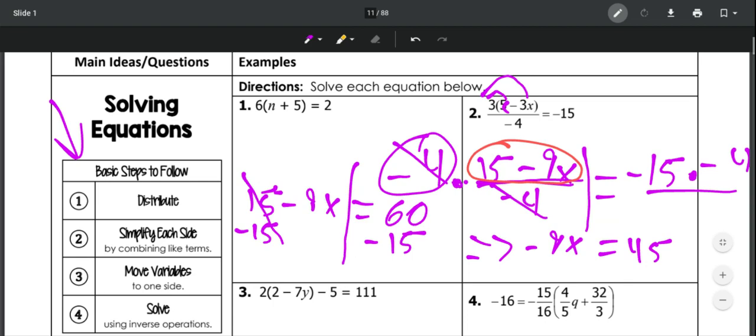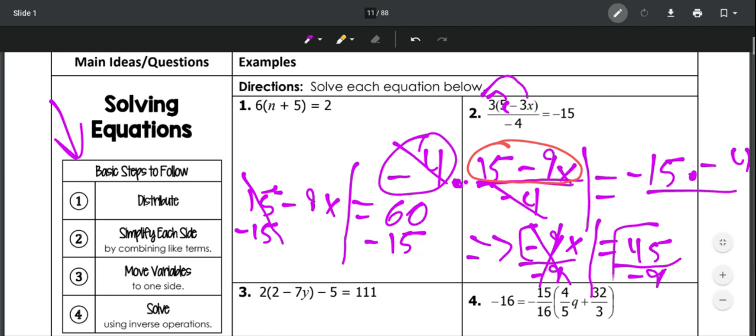Now, the last part of this is going to be like before. We draw our line. We have a negative 9 with our x, with our variable. We have to get rid of that negative 9. It's multiplied by that x. So now we have to do the opposite of that, and that's dividing by a negative 9. That's how we get rid of it. What we do to one side, we do to the other side, and then this will give us our answer.